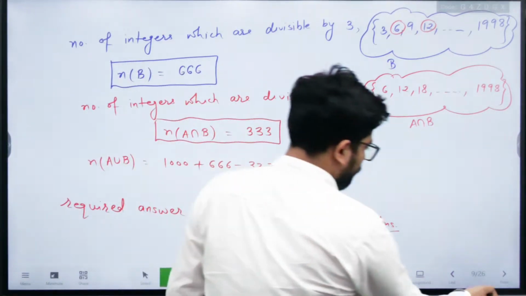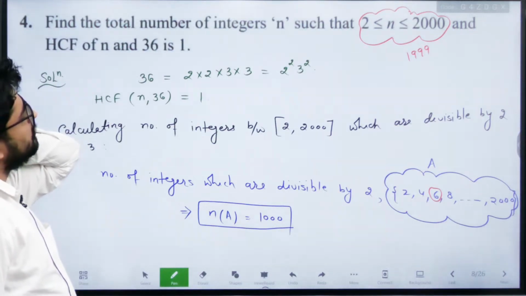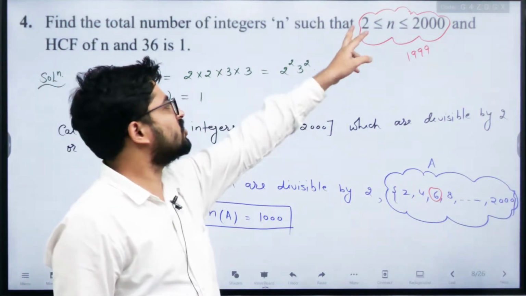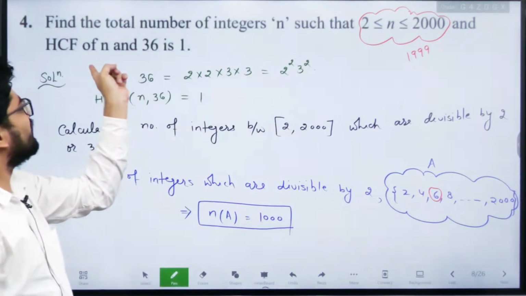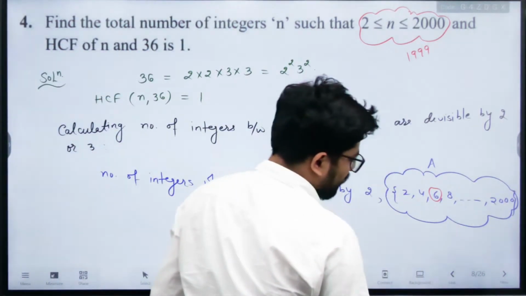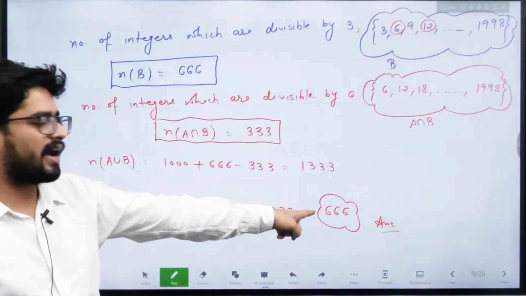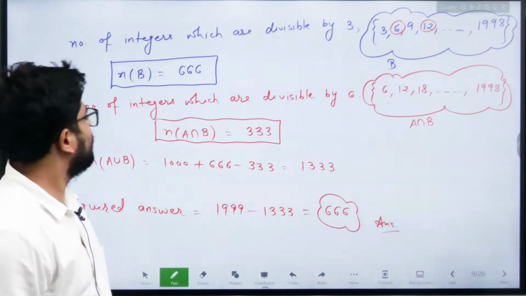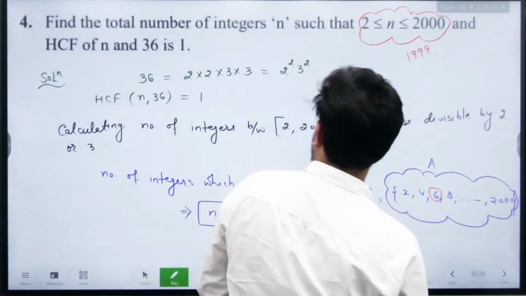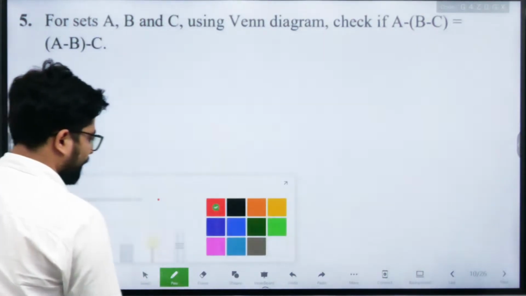Means how many integers we have between 2 to 2000 such that their HCF with 36 is 1. So how many numbers do we have? 666. Got it? So now let's do the next question.